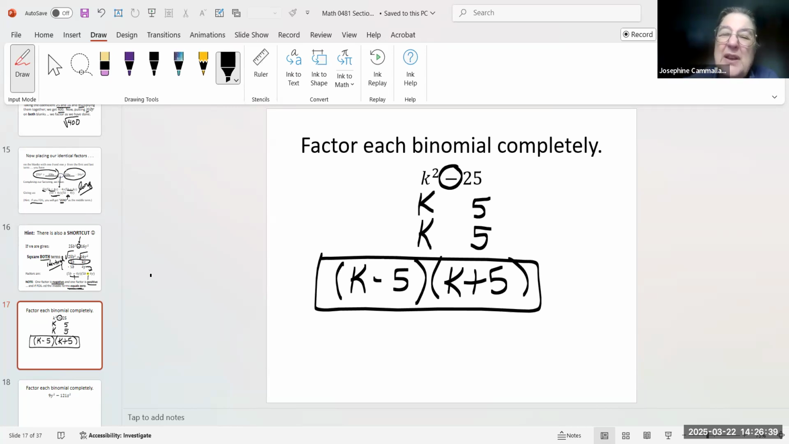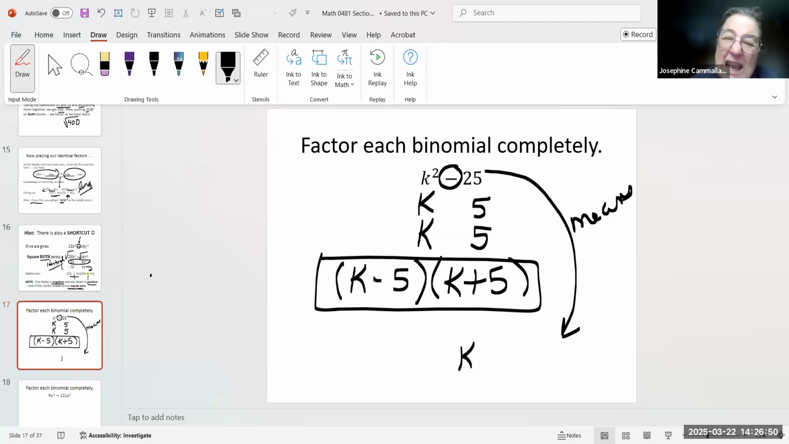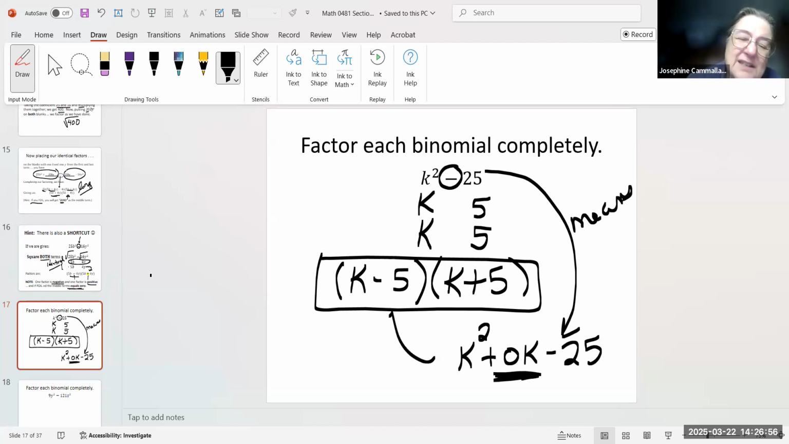Because remember, this means k squared plus 0k minus 25. When I FOIL this, I better get 0. Notice that nice little 0 in the middle? And it says, okay, I like that. Okay. Let's try it again.